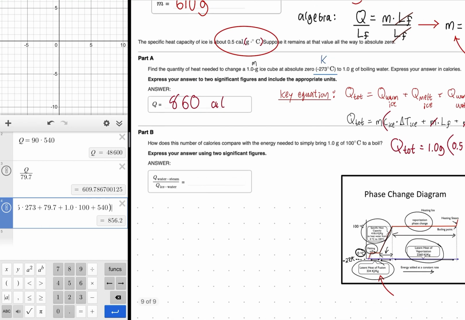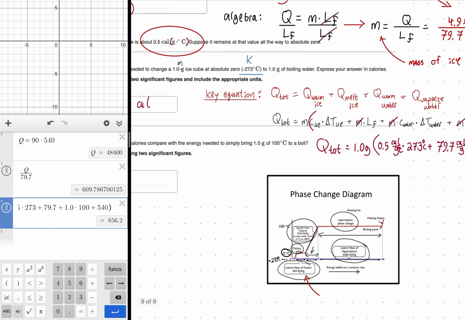Part B, we're asked, how does this number of calories compare with the energy needed to simply do that last step, the 1 gram of water at 100 degrees to 1 gram of water vapor at 100 degrees. So just the phase change of boiling, just the phase change of vaporization.